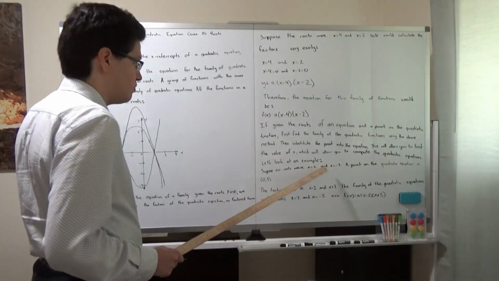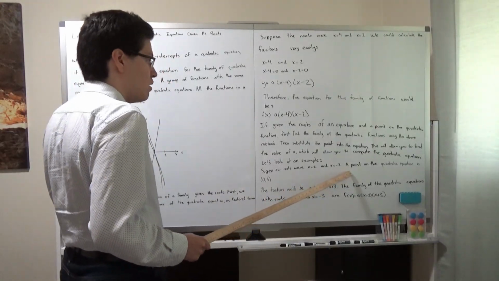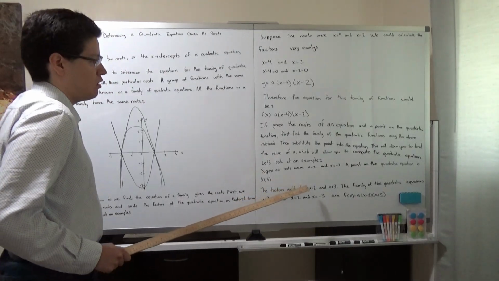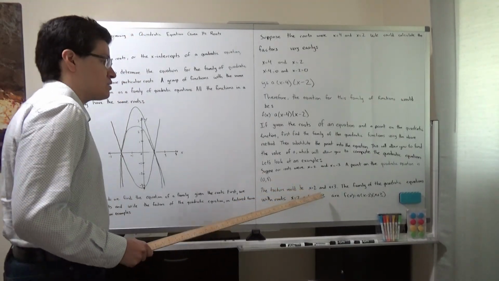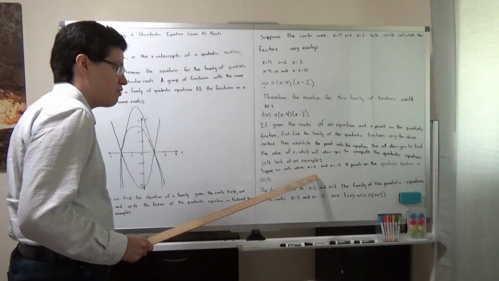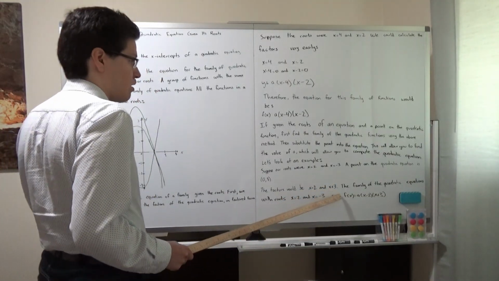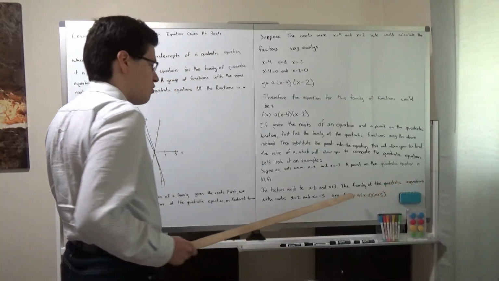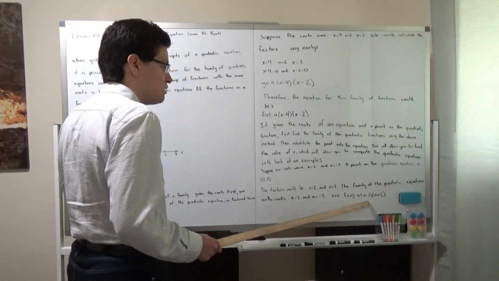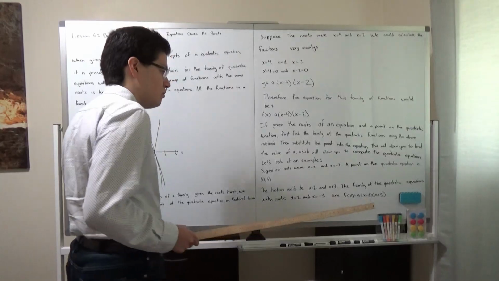Let's look at an example. Suppose our roots were x equals 2 and x equals -3. A point on the quadratic equation is (0, 3). So the factors would be x minus 2 and x plus 3 because we isolate for 0 on one side. So the family of the quadratic equations with roots x equals 2 and x equals -3 is f of x equals a times x minus 2 times x plus 3. We write the factors and then we write the stretch variable.